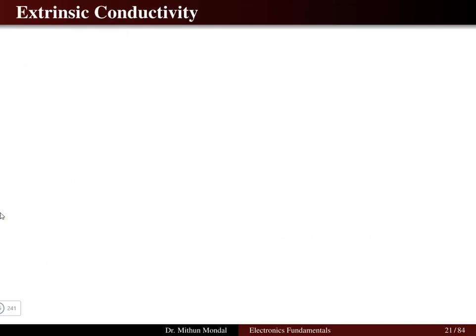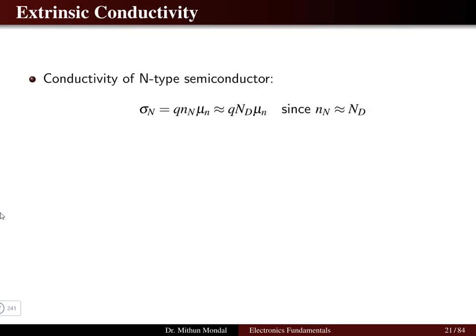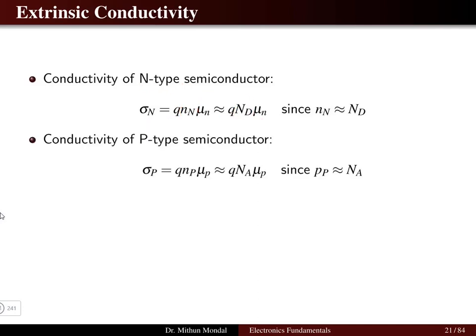Let us understand the extrinsic conductivity due to the charge particles. For the n-type semiconductor, the conductivity will be given by q, the charge on the electron, times the number of electrons times the mobility. That is normally equal to q into Nd into mu n, because the number of electrons present will be equal to the number of donor impurity atoms. In the p-type semiconductor, the formula remains the same, only with p-type quantities in place of n-type. So here the number of holes present will be equal to the number of acceptor impurity atoms.